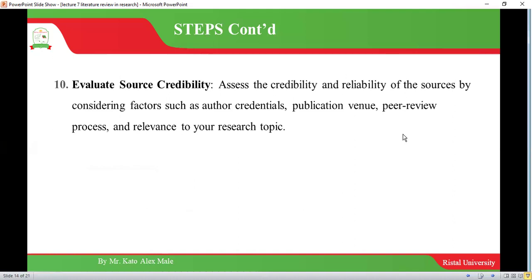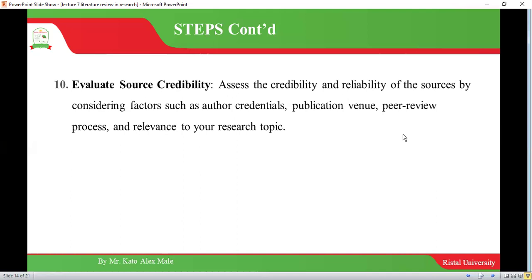Good. Then the 10th step, evaluate the source of credibility. I think I've been talking about credibility all along. This one is important for your work to be valid and reliable. In other words, not only your work, but also the work of the sources that you're using. Assess the credibility and reliability of the sources. The sources, we mean the articles that are providing you data for literature review.